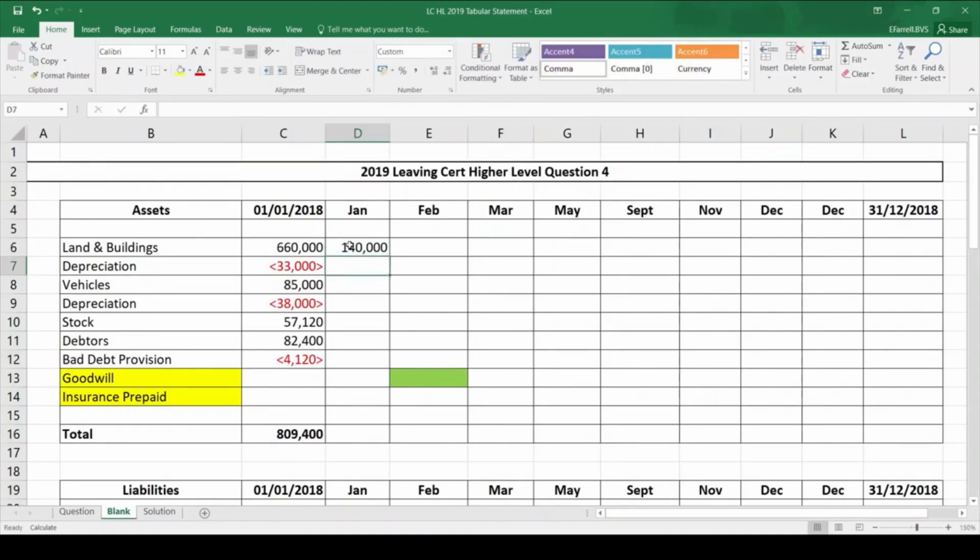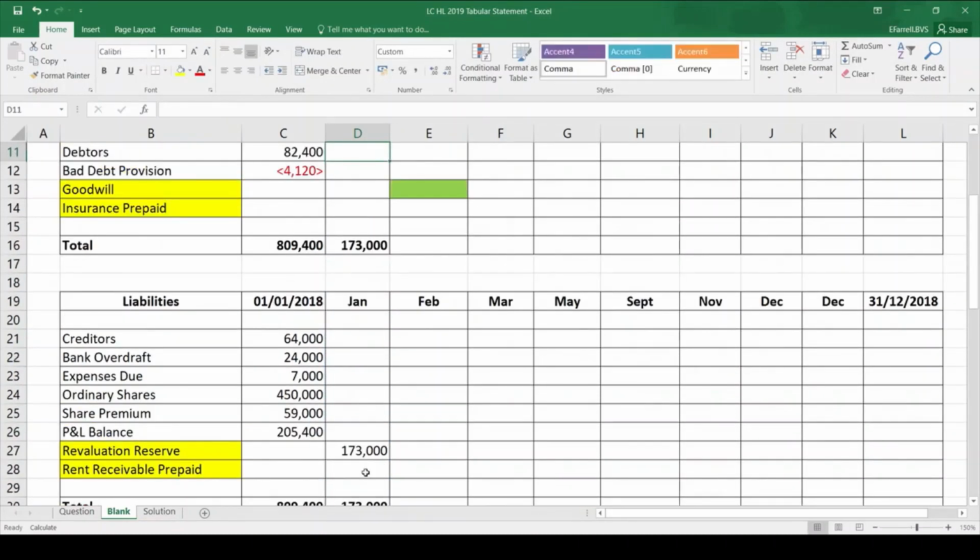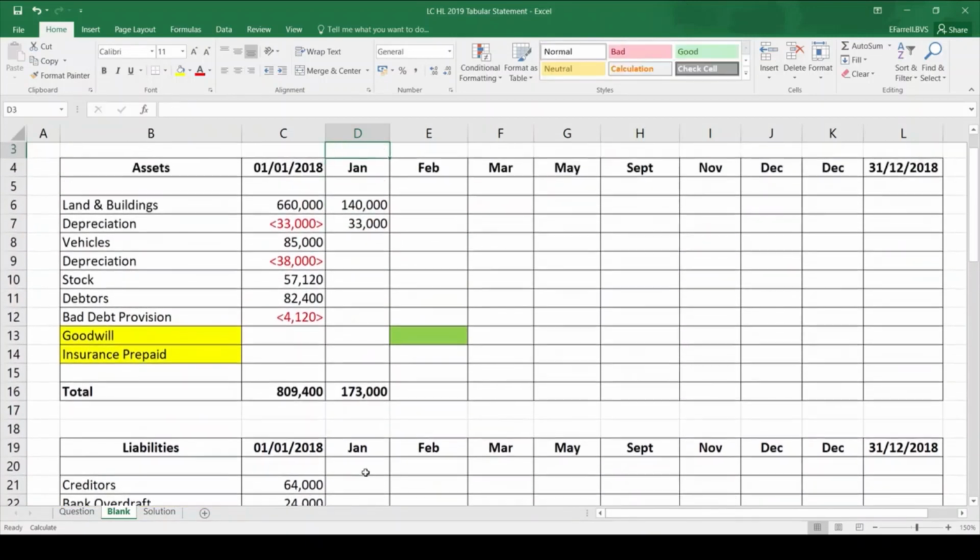Now they're 800,000. When you revalue land and buildings, you have to take out the depreciation. The depreciation at the moment is minus 33. So to take it out, we put in a plus 33, which will bring it to 0. Then we total the two of those, which come to 173,000. And that 173,000 will go into the revaluation reserve below, down in liabilities. That's always the way the revaluation reserve is done.